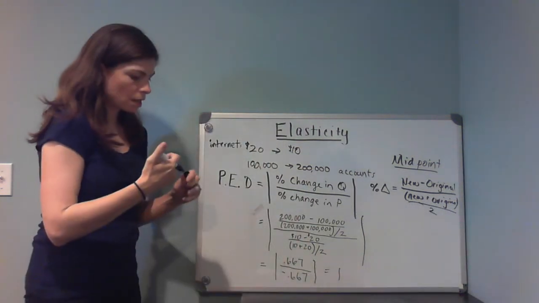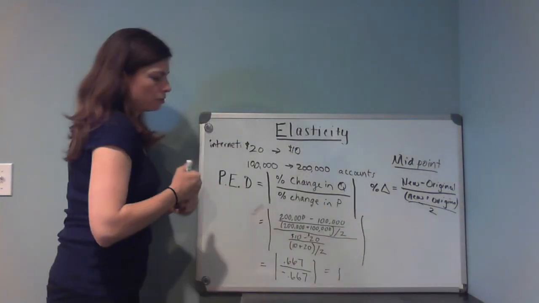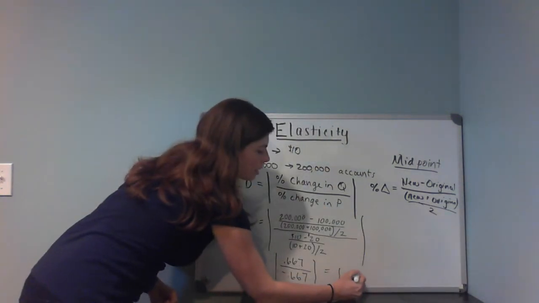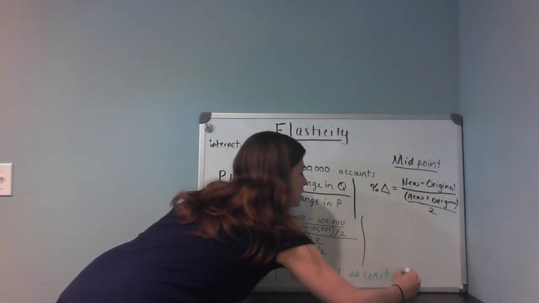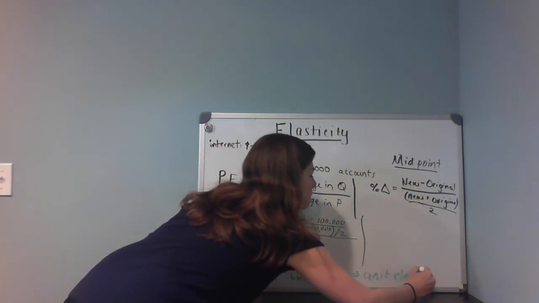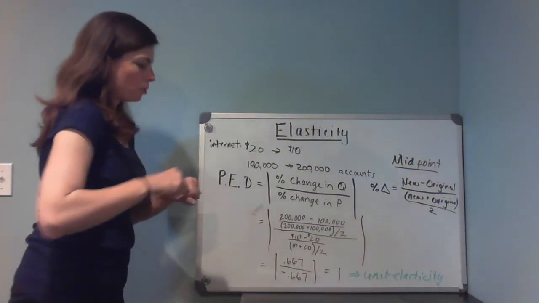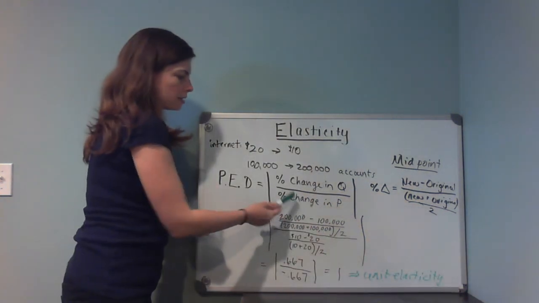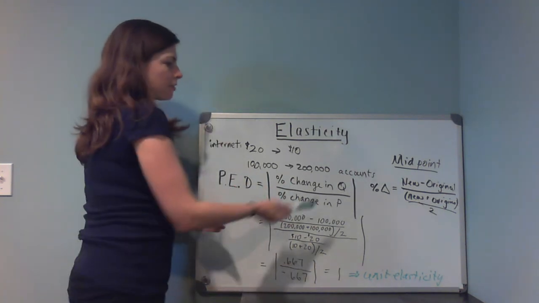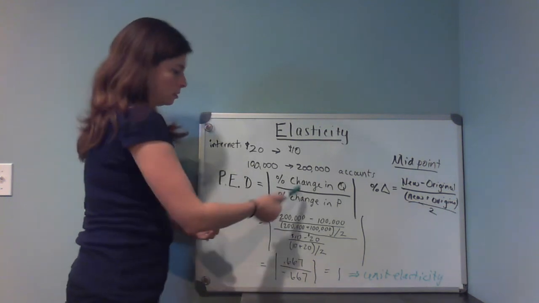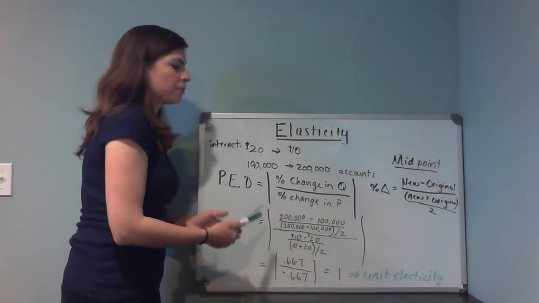So, with a value of 1, we know that this means that we have unit elasticity. So the percent change in price led to exactly the same percent change in quantity. If the quantity change had been more, since it's the numerator, this number would have been greater than 1, and that would have been elastic demand.